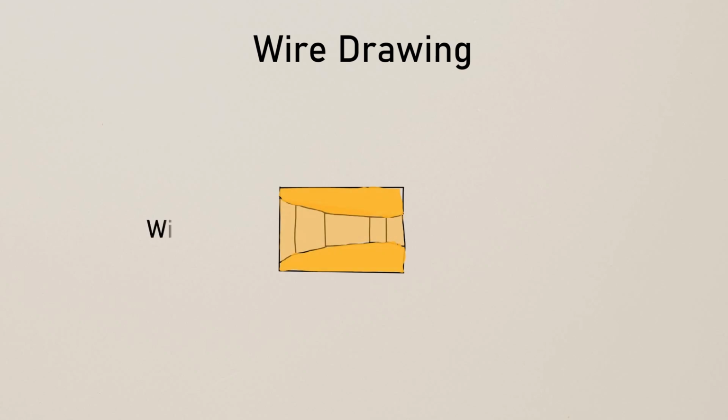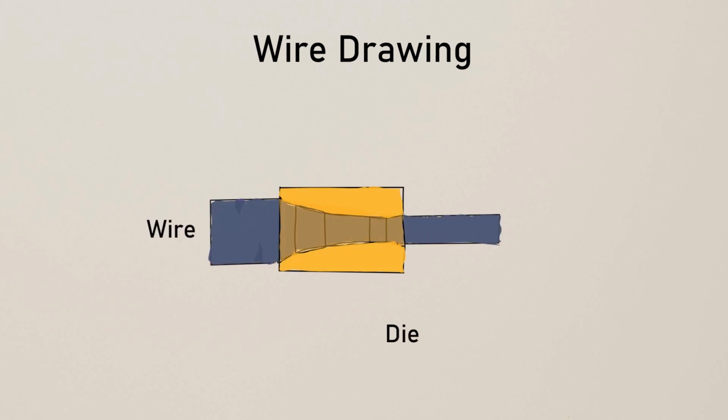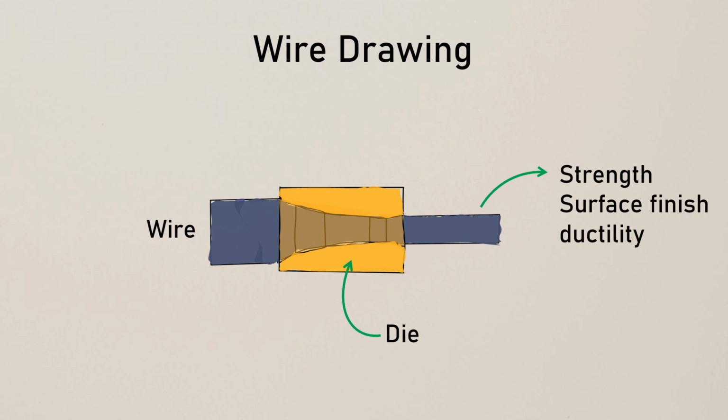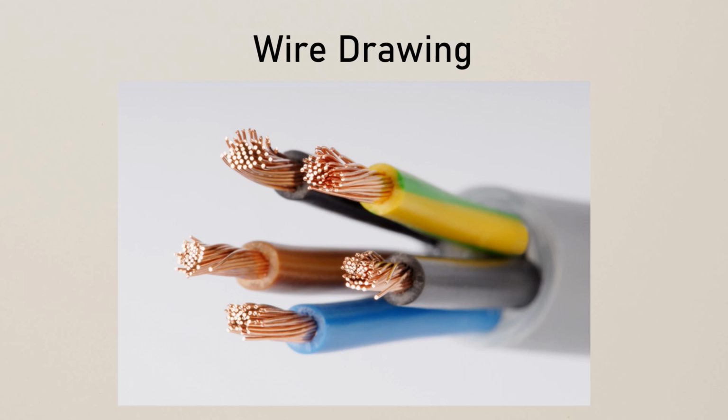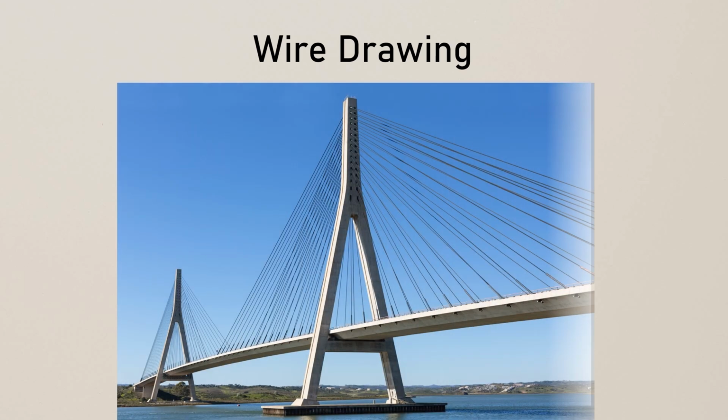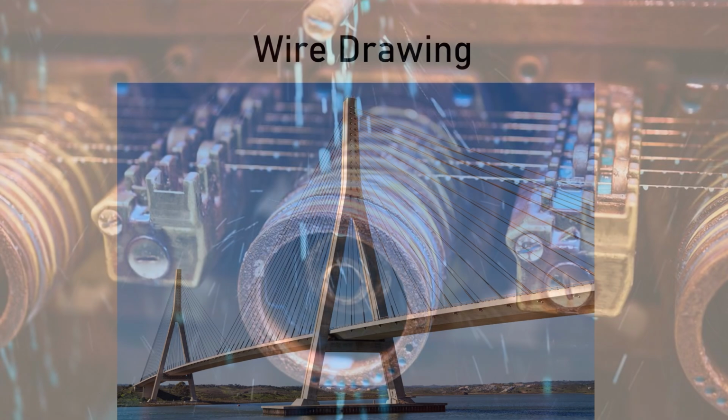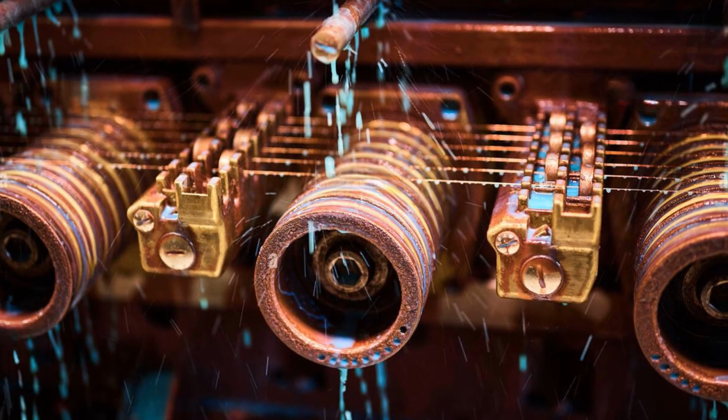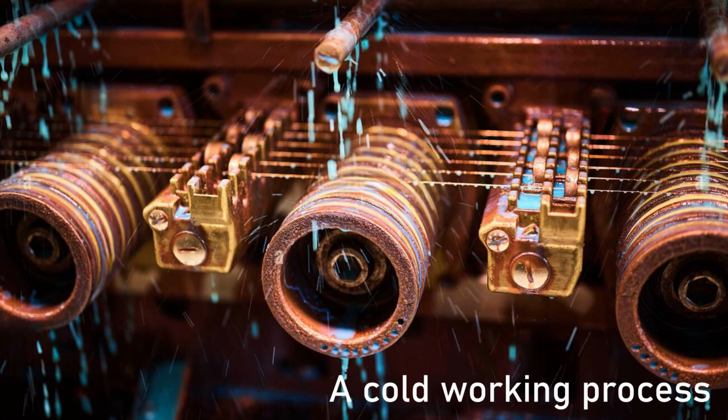So in wire drawing, a wire is pulled through a die to reduce its diameter while improving its mechanical properties like strength, surface finish, and ductility. Common applications include making electrical conductors, cables, springs, fasteners, and structural reinforcements. Wire drawing is typically performed at room temperature, making it a cold working process. However, for a large wire or tube, it can be performed at elevated temperature as a hot working process to reduce the required force to pull the wire.